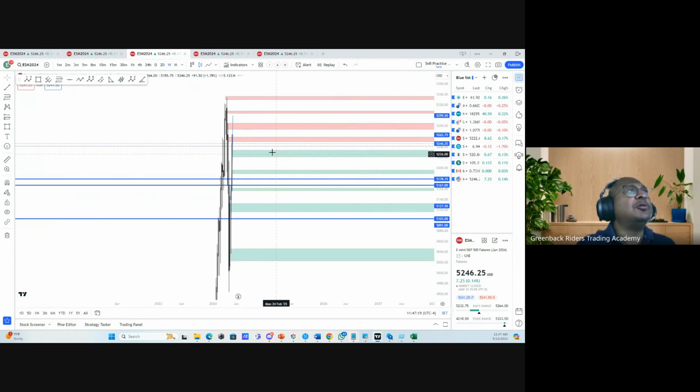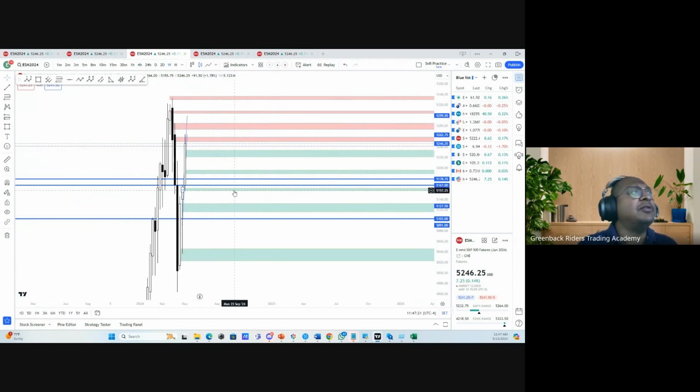Let's go back to the weekly. What is the bottom? Oh, we are far, far away. 5157. The bears will have a lot of work to do. And again, everything depends on PPI and CPI.